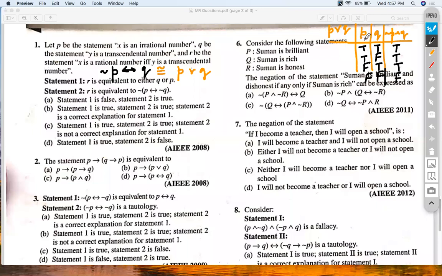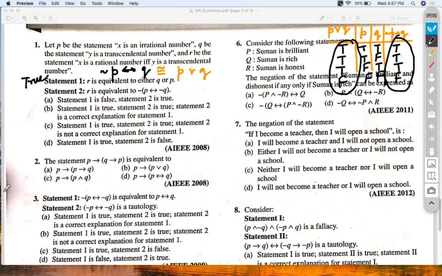False. Now take the or of these two. True or true is true. True or true is true. False or true is true. False or false is false. Isn't this the same as this? Oh yes, sir. That means statement one is true, my dear. Yeah, your answer went wrong. What about statement two?